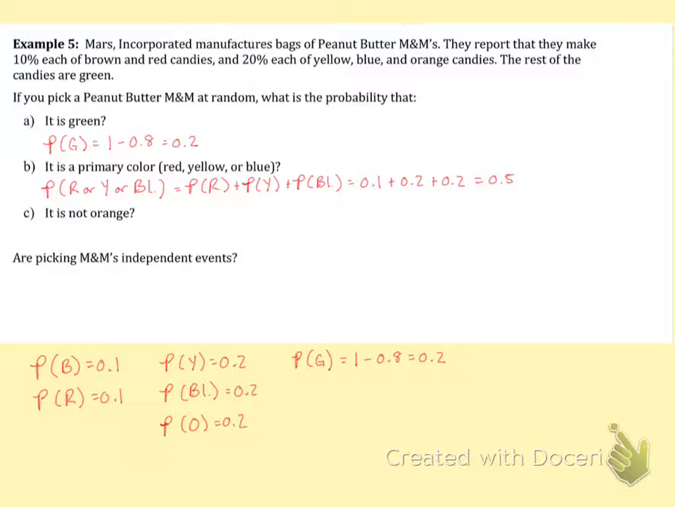Part C says, what's the probability that it's not orange? So we are finding the complement of the probability that it's orange. So the probability that it's not orange, there's a couple ways of writing not orange, but I'm going to use the notation where I make a little C up above. Well, the complement, the probability that it is not orange, is 1 minus the probability that it is orange. And we know that the probability that it's orange is 0.2, which means the probability that it's not orange is 0.8.